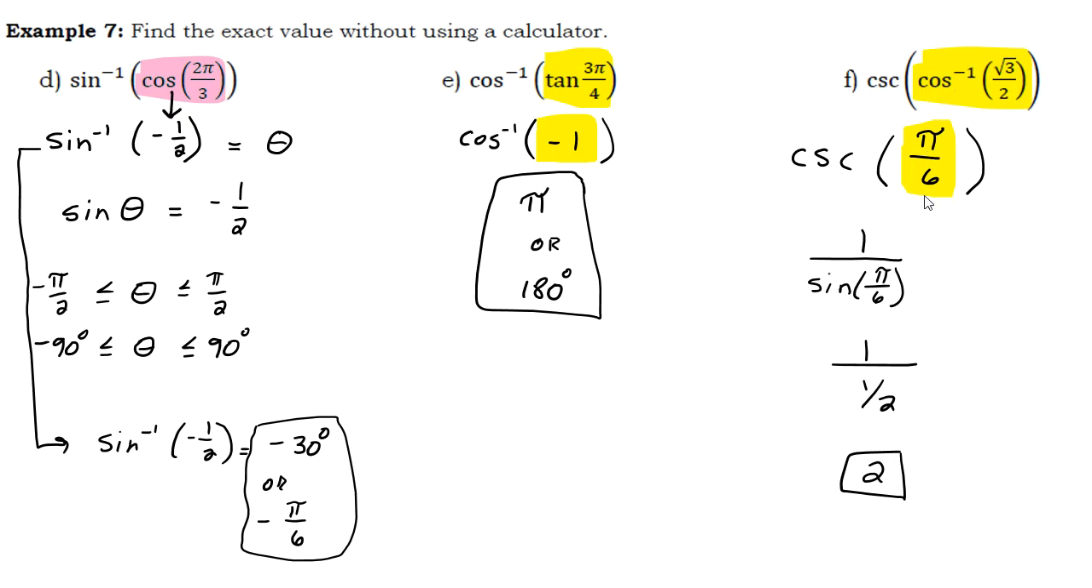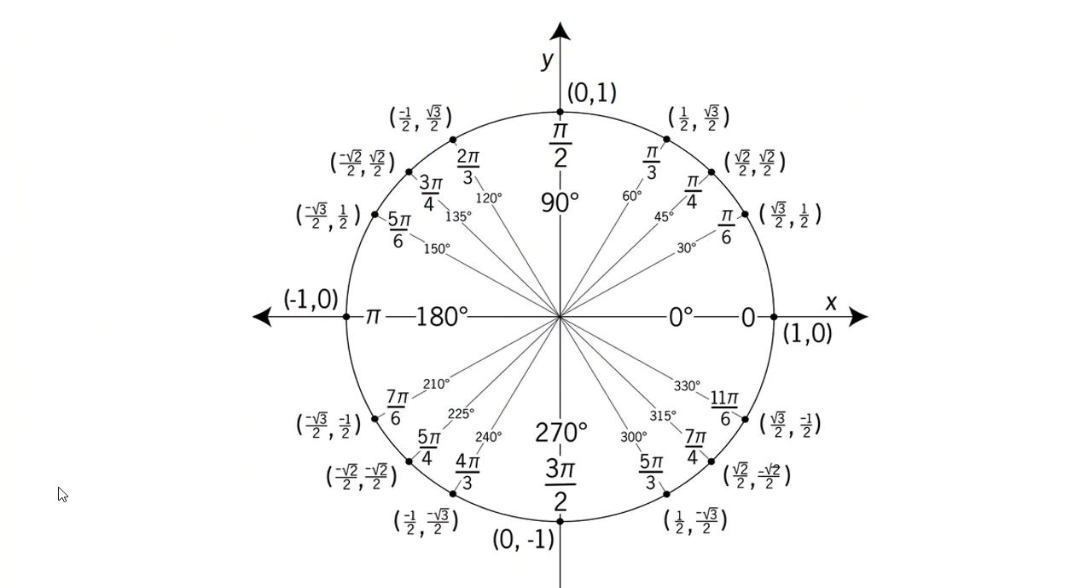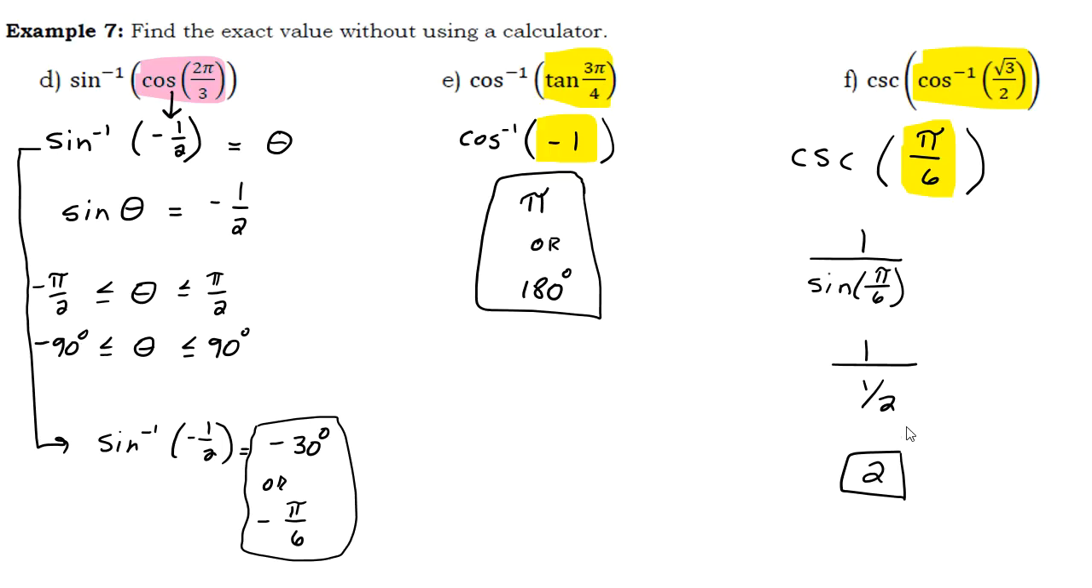Now we need to find the cosecant of pi over 6, which is the reciprocal of the sine of pi over 6, and that is a half. The y value at pi over 6 is a half. So 1 over a half is 2, and there we have it.